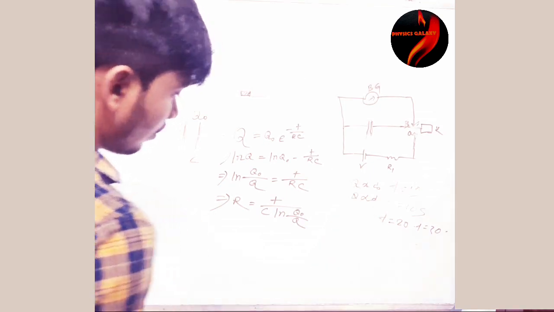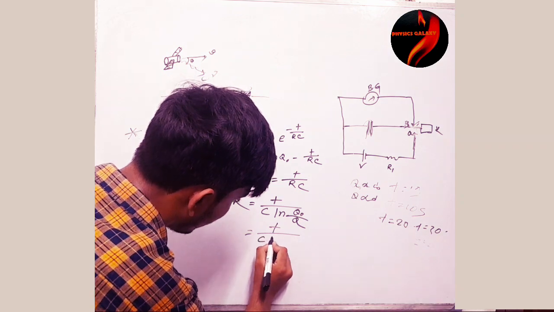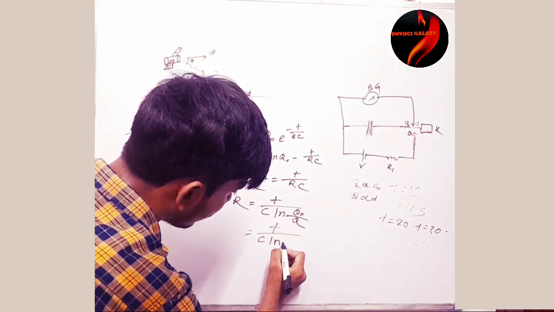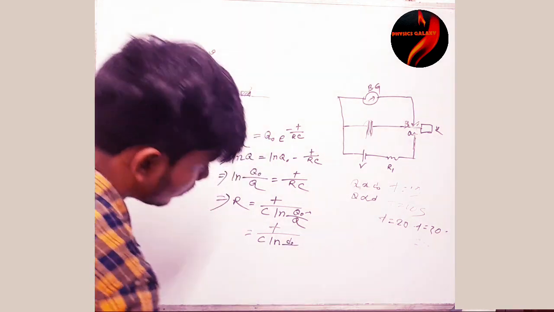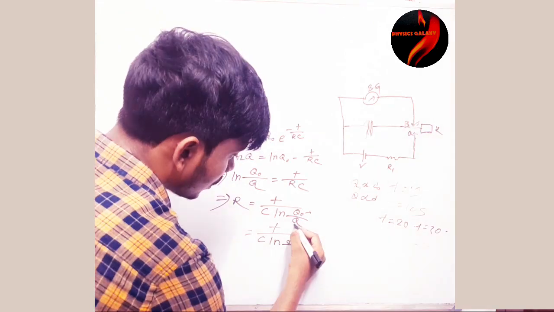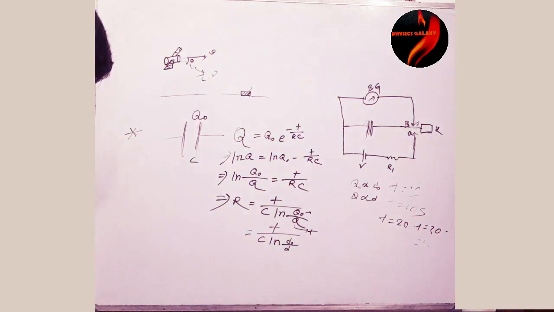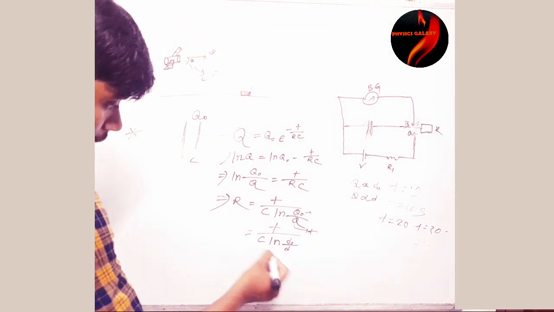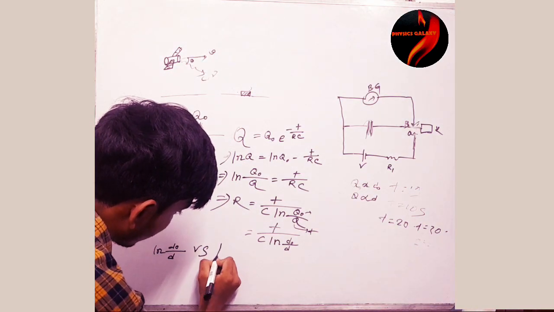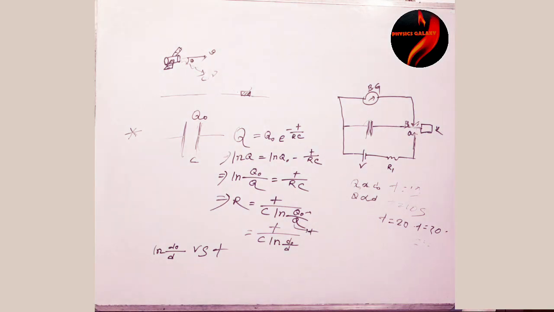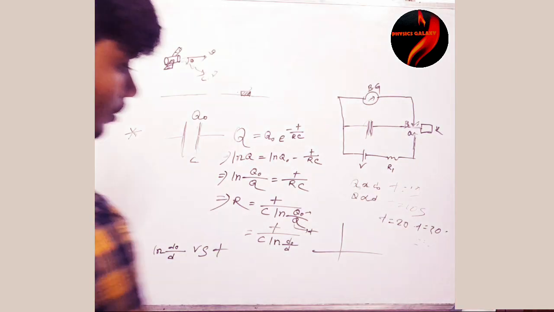We know that Q is proportional to D. So Q naught, the initial charge, corresponds to the initial deflection D naught, and Q, the charge at any time t, corresponds to the deflection D. We plot the graph of ln of D naught by D versus t. Then we get a straight line graph.